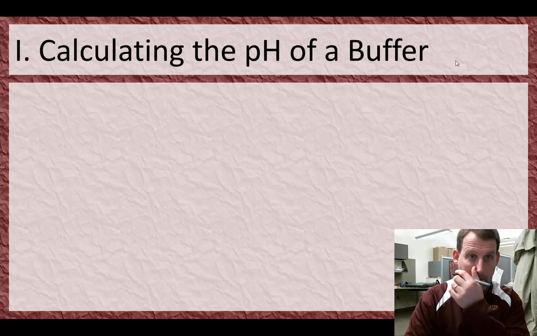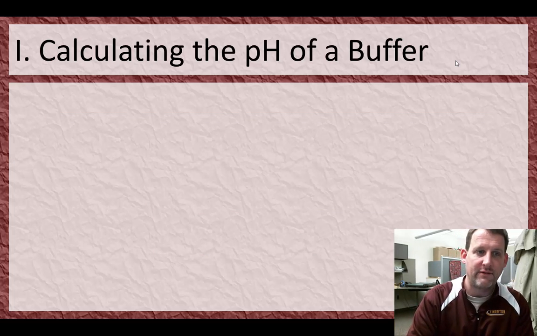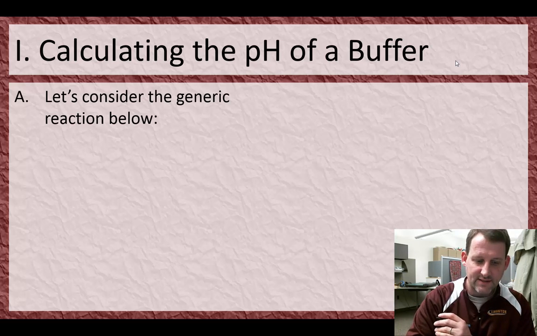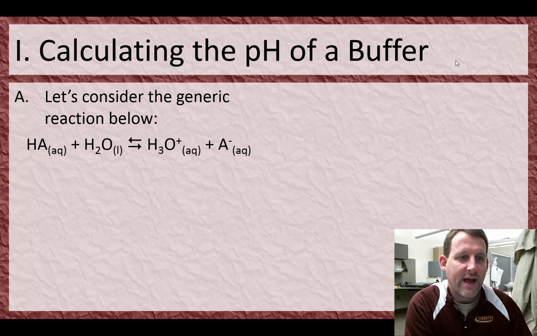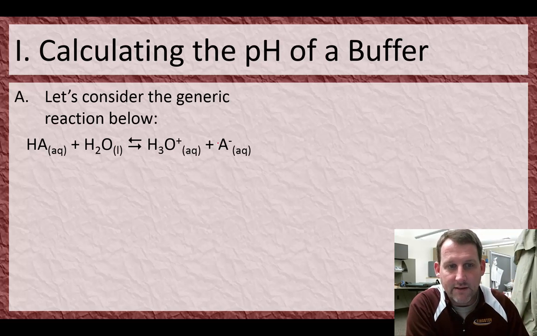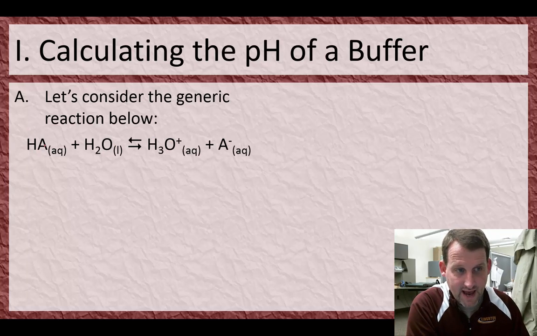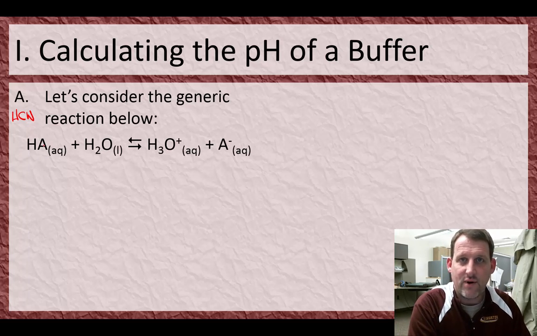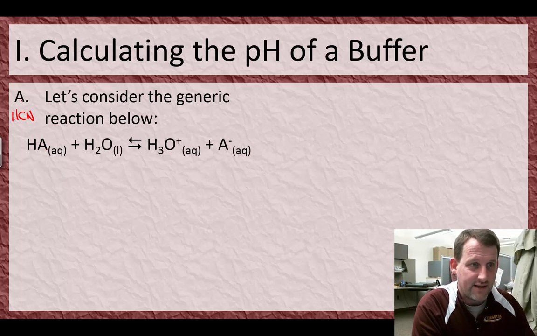Let's get started. So when you calculate the pH of a buffer, to figure out how to do this, let's consider the reaction below. We have this generic acid, HA, reacting with water to produce H3O+ and A-. Now this HA can sometimes be confusing. This A just refers to any anion that's acidic. So for example, if we were working with cyanic acid, HCN, the A is just referring to the CN, and it could be anything here. Obviously there's no element A on the periodic table, so this is just any acid.